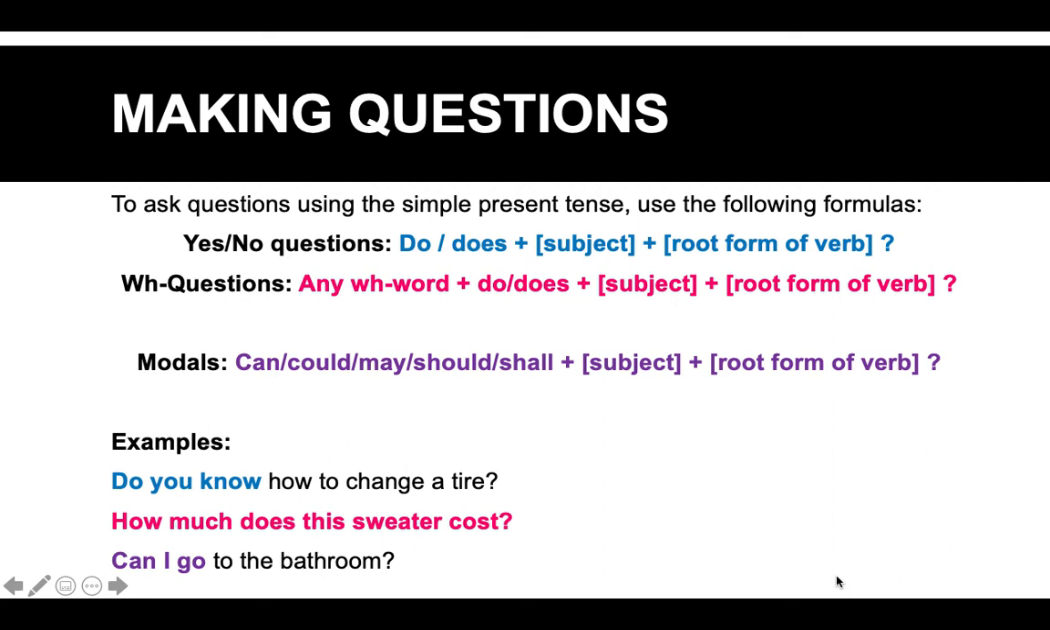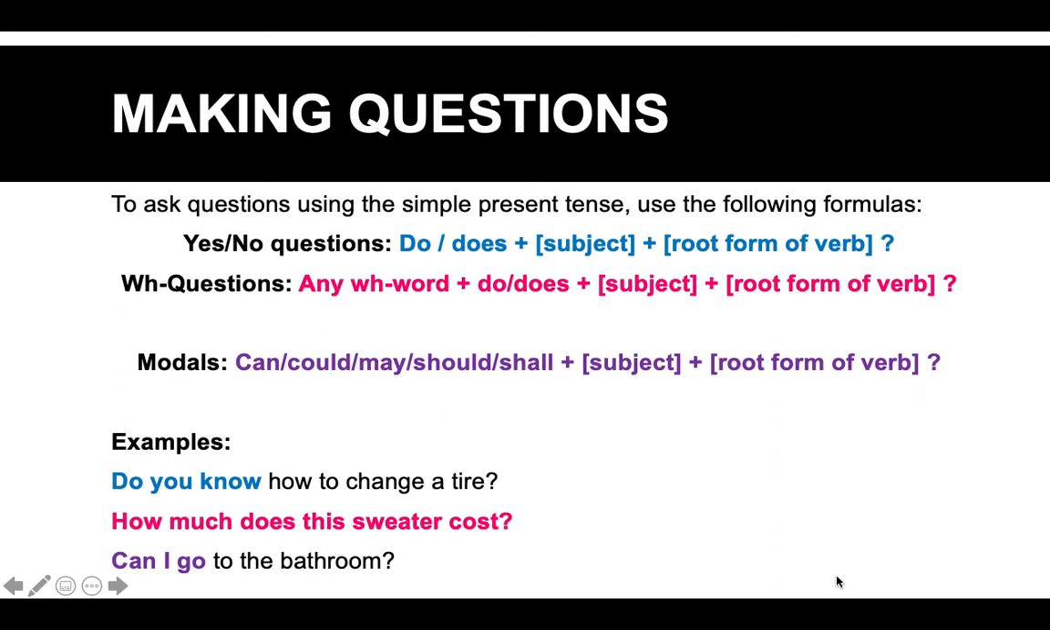Let's look at some examples. Do you know how to change a tire? So there you see do or does, then the subject, and then the root form of the verb. Do you know? How much does this sweater cost? That's a WH question. We have how much, that's a WH word. Then we have do or does. We use does because the subject is singular. So we say how much does this sweater cost? Cost is the root form of the verb.